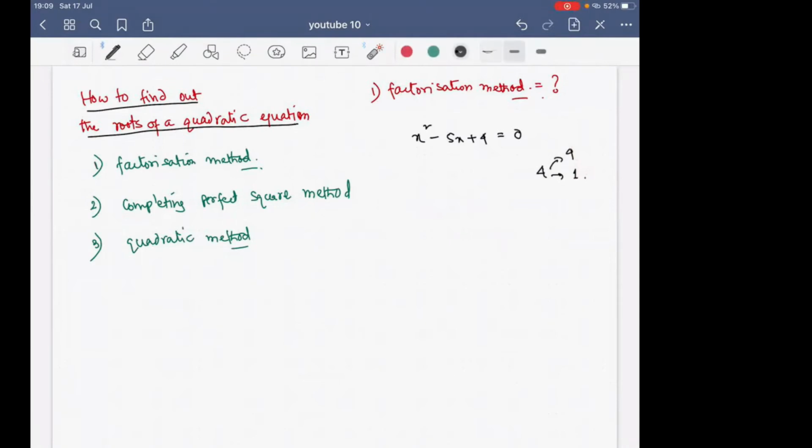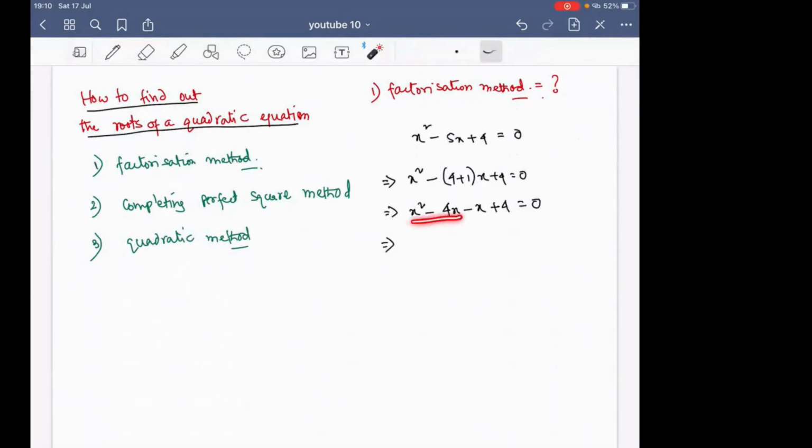So split the middle term, the 5, into 4 and 1. We are going to get x squared minus (4 plus 1)x plus 4 is equal to 0. Now let's open the bracket in the middle. We are going to get x squared minus 4x minus x plus 4 is equal to 0. You take the common terms between these two and these two. In the first two terms, you are supposed to get x as the common factor, and between the next two terms, there is only 1 as the common factor.